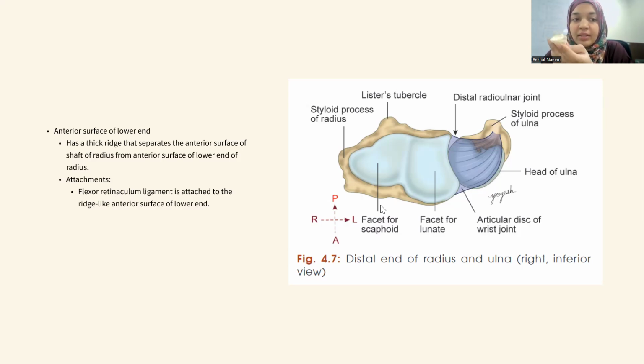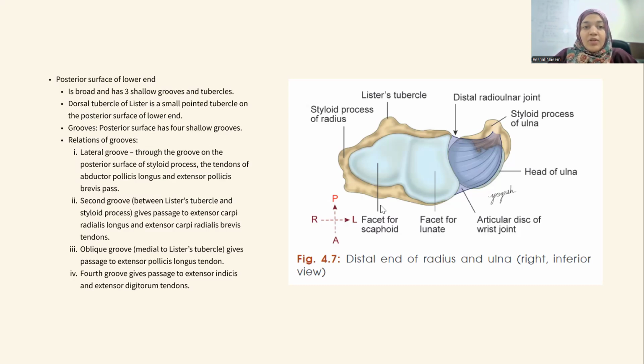So here there is a ridge. Let me show it to you. So this ridge is important because it separates the anterior surface of the radius shaft from the lower end of the radius, and this area gives attachment to the flexor retinaculum. Okay. Now we have a posterior surface.